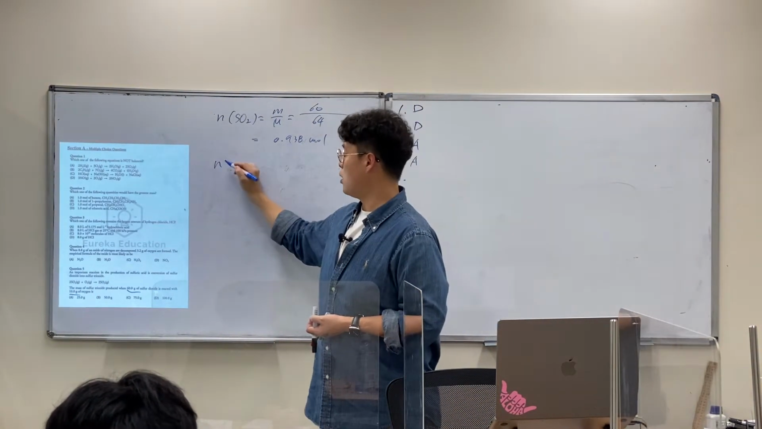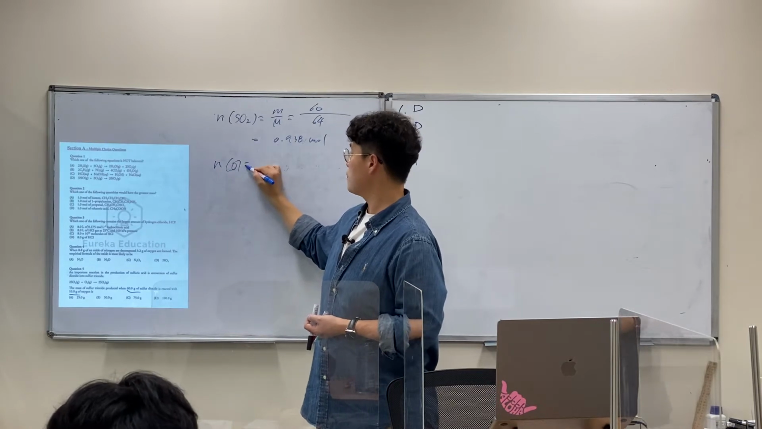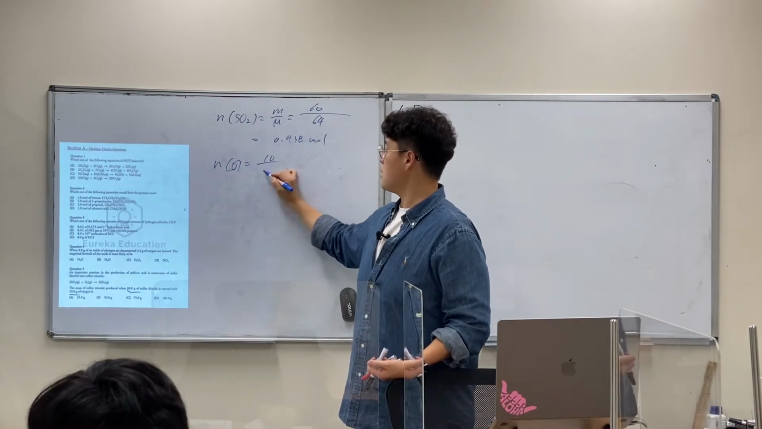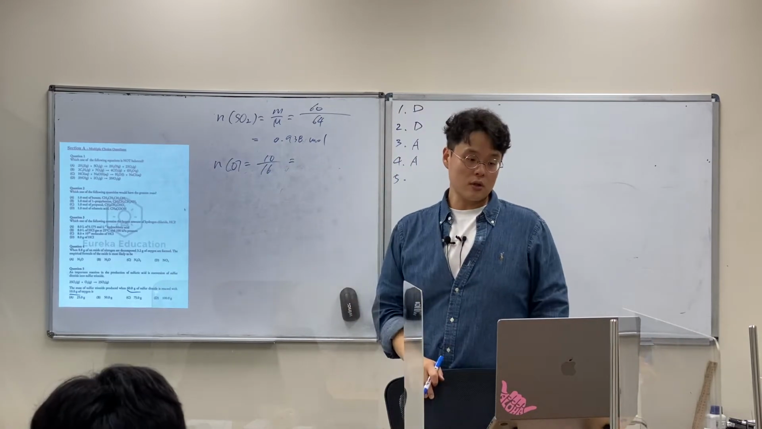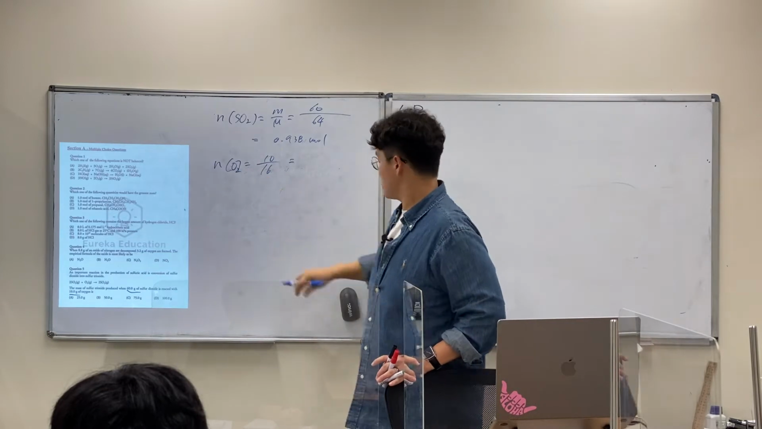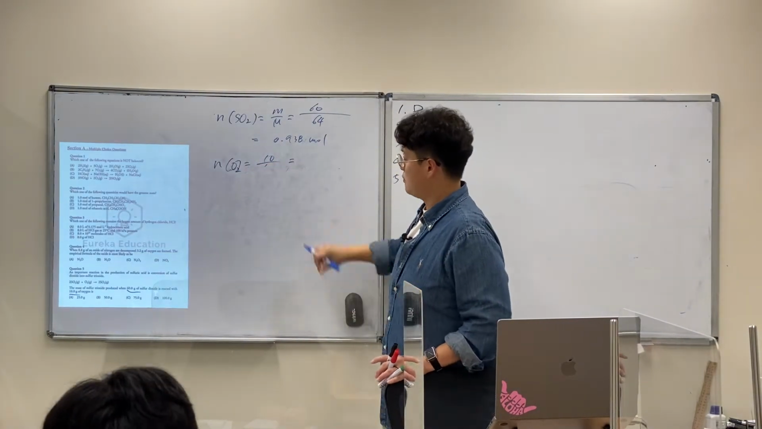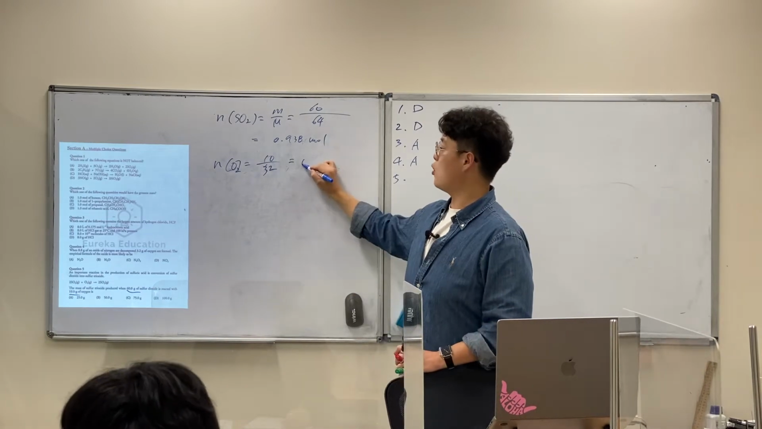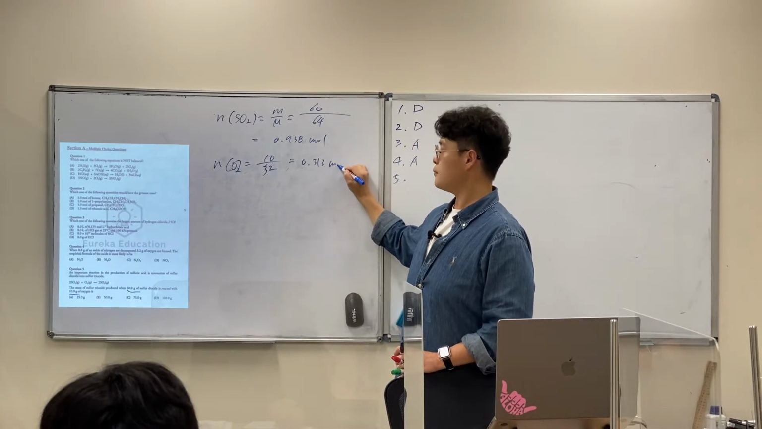Also, find the number of moles of the oxygen. Same, m over molar mass, and we're given that mass is 10, divided by the molar mass of O2, which is 32. Didn't see the 2. 10 divided by 32, so you should get 0.313.